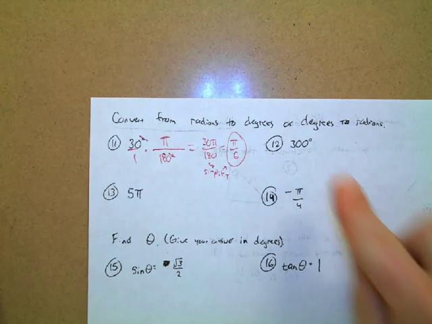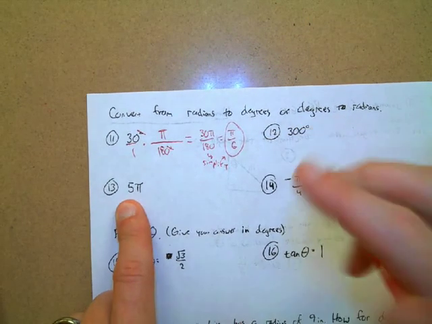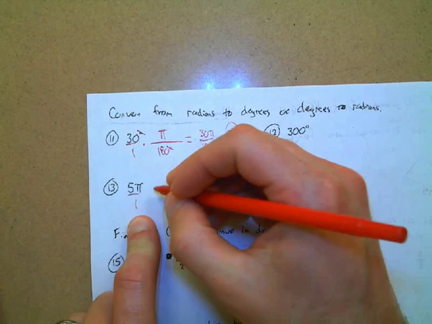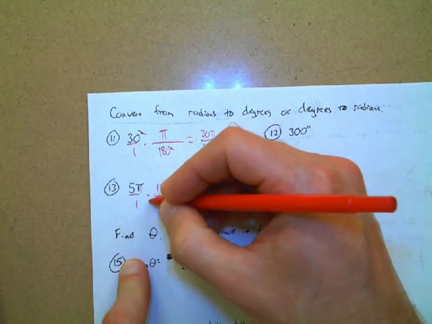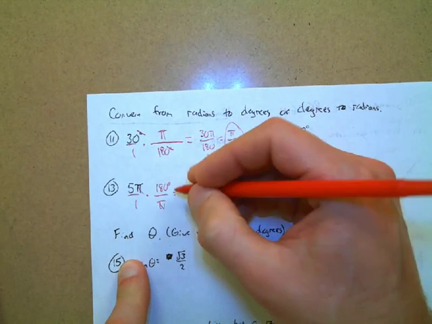For 12, you do the same thing. For 5 pi, you won't multiply by pi over 180. You're going to multiply by 180 degrees over pi. The pi's will cancel, and you'll do 5 times 180, which is 900 degrees.